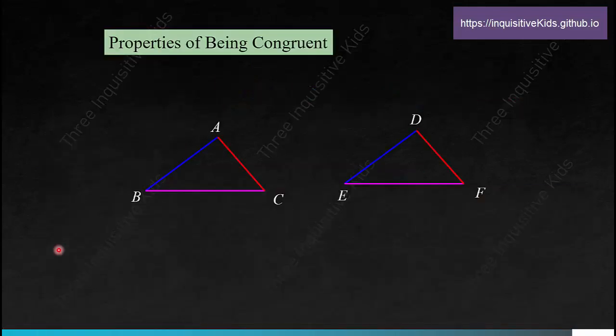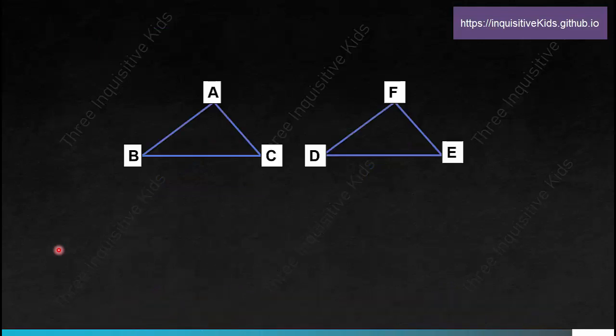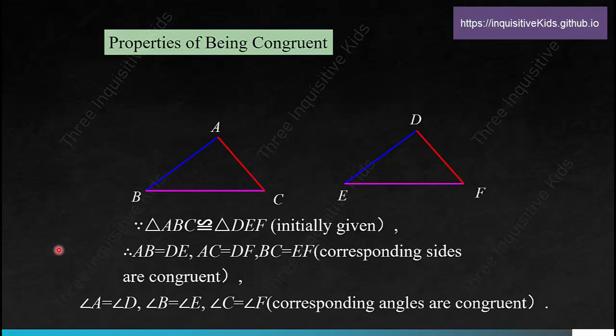So, properties of being congruent. What does it mean to be congruent? We are initially given that triangle ABC is congruent to triangle DEF. So AB would equal DE, AC would equal DF, and BC would equal EF, because corresponding sides are congruent. Then that would also make angle A equal to angle D, angle B equal to angle E, and angle C equal to angle F, because corresponding angles are congruent.